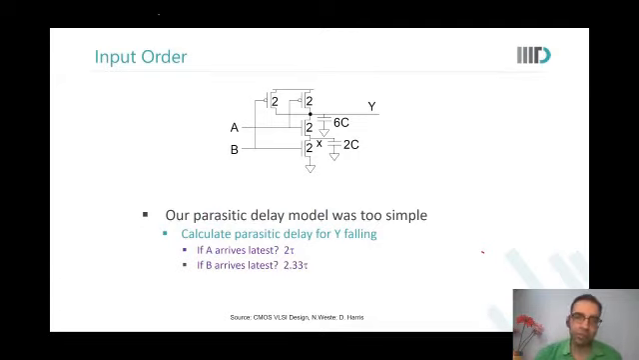Sir, just to add to this, the input order also matters. If I consider a function Y equals A into B plus C, then if we attach the parallel connection of B and C to the output, we'll have more parasitic capacitive loading at the output. So that has to be connected to the ground, whereas A should be connected to the output, right, sir?